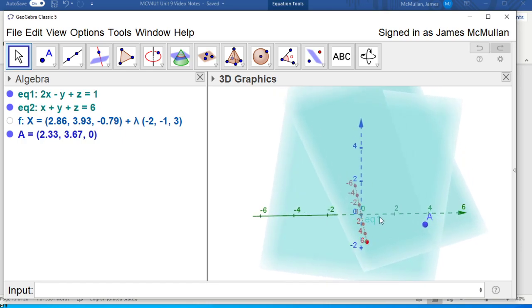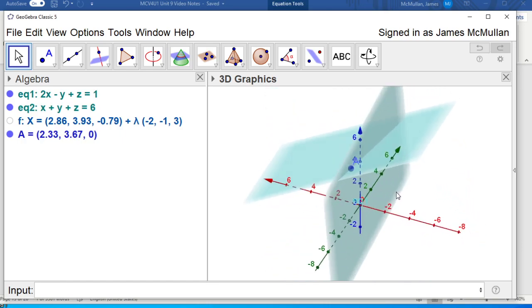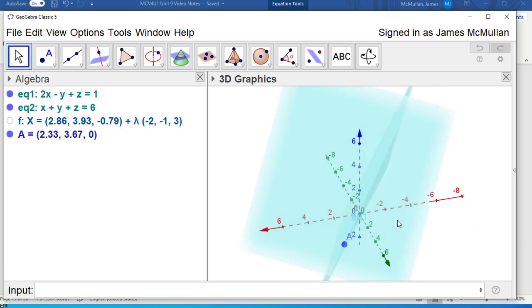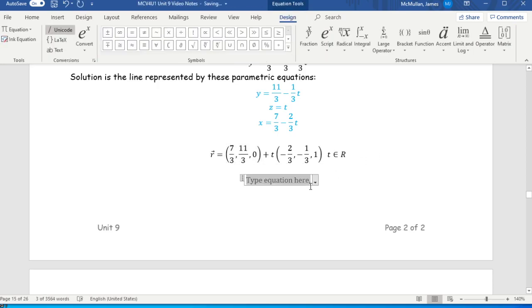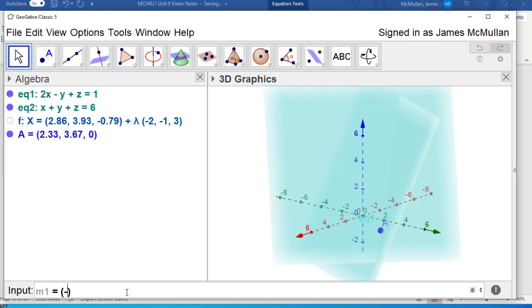And you see that point is indeed on there. It's on the intersection. And then the direction vector we said was negative 2/3, negative 1/3, and 1, which, you know what, we might as well just make that a little easier. So r vec equals 7/3, 11. So you can't change the point, right? But you can change the direction vector. We'll just multiply it all by 3. So we'll go negative 2, negative 1, 3. Right? So that would be our direction vector. So m1 equals negative 2, negative 1, 3.